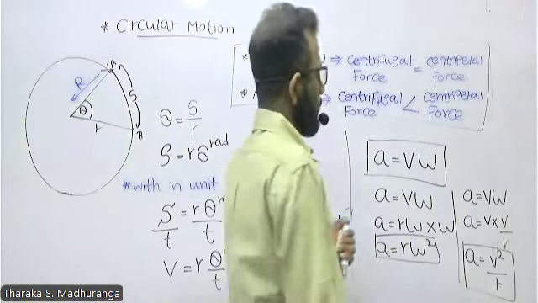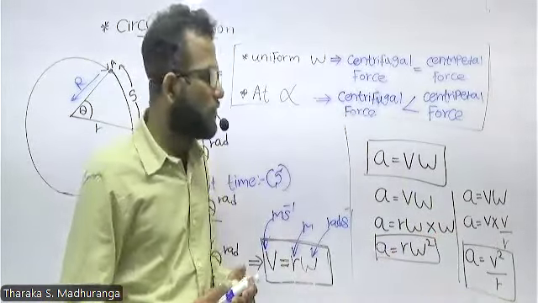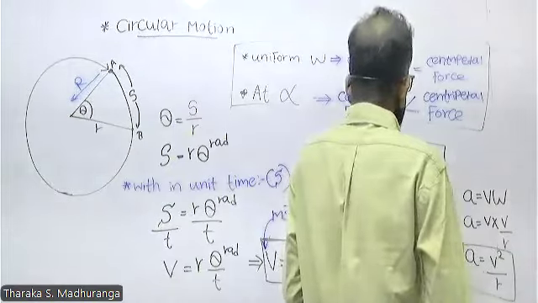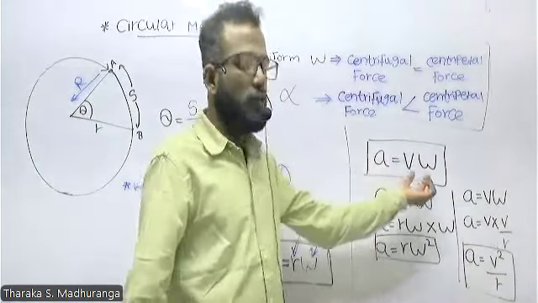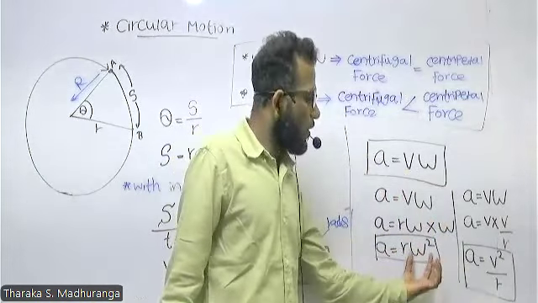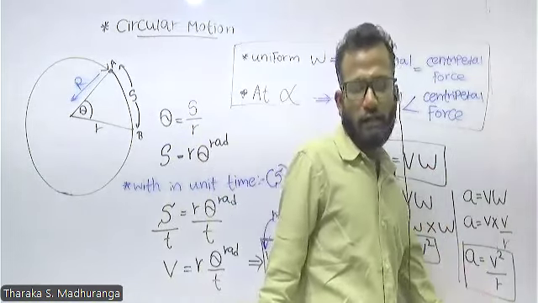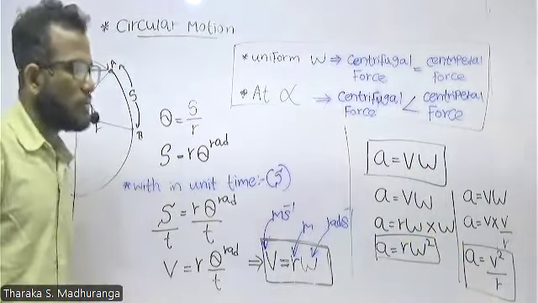Okay. Keep some 3 or 4 rules. Then you can write a equal v omega. Then from this equation, we can get this equation. Okay, right.